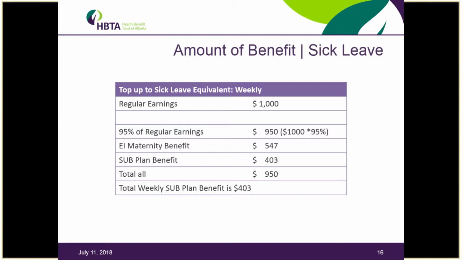We're assuming at this point in time the employee is receiving the maximum EI maternity benefit, which is $547. So if you take 950 minus 547, then the subplan benefit is $403. So that's the amount that this employee would receive during her valid health-related period, assuming the whole valid health-related period is topped up to her sick leave equivalent.